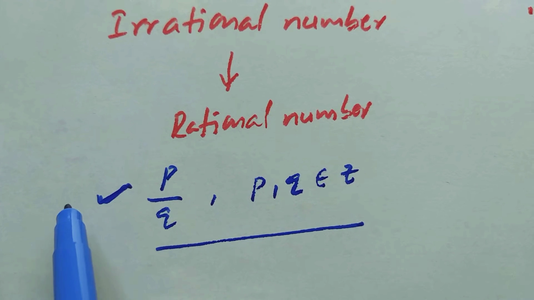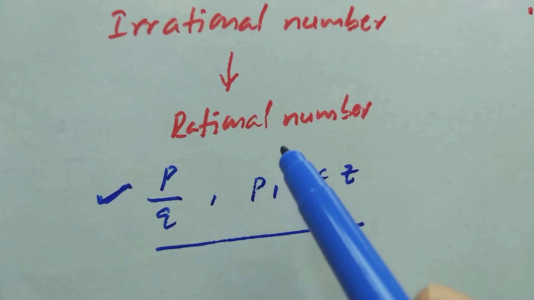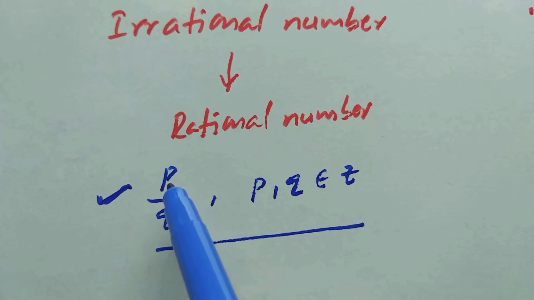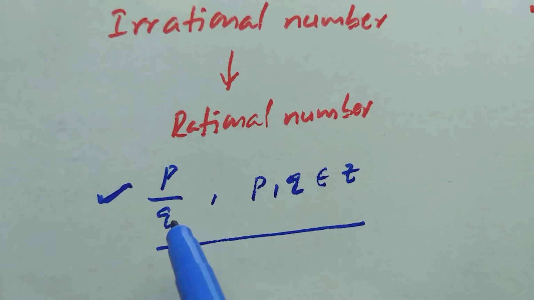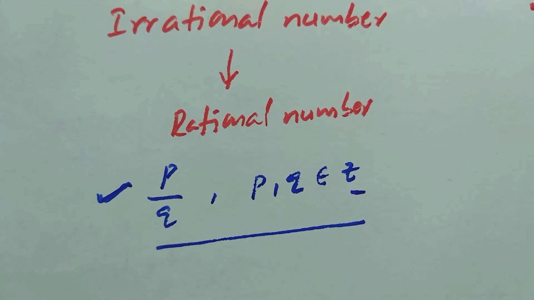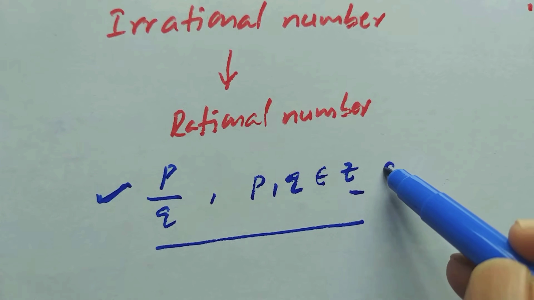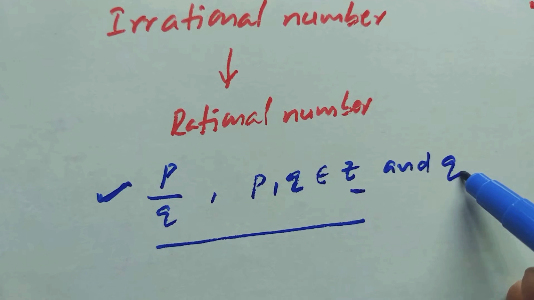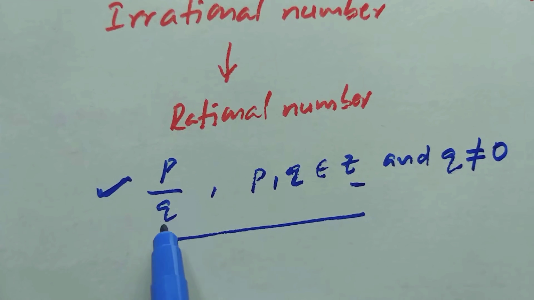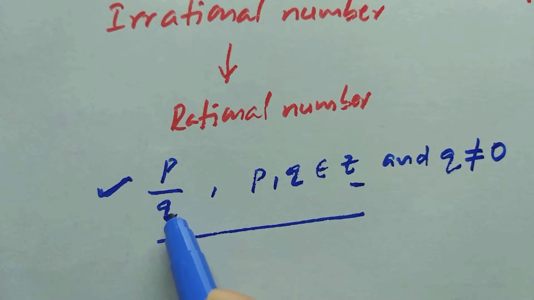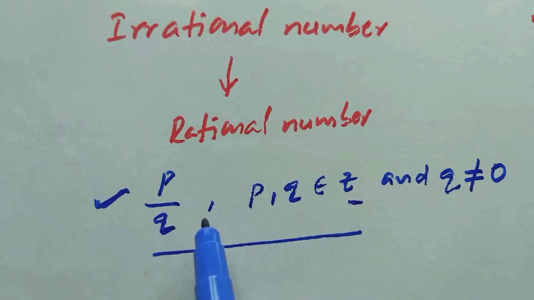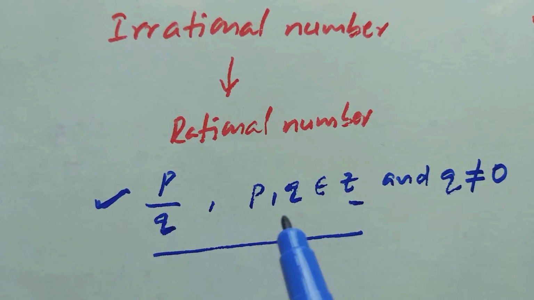A rational number is generally denoted by Q. This is a form of number, P by Q form, like a fraction. But numerator and denominator both should be integers, and Q, the denominator, should not equal 0. That means the numerator may be 0. So this is what a rational number is.